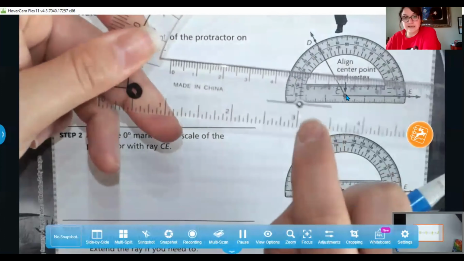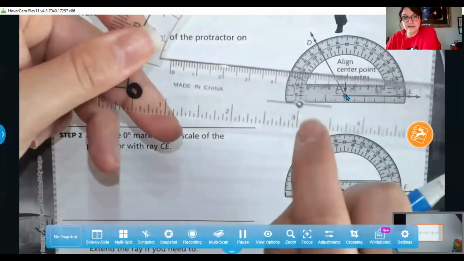0, 10, 20, 30. It lines up and goes through my 30 here, which means this angle's measure is 30 degrees. 30 degrees is not 20 degrees, so it's not going to be A. I know it's not C because C is even bigger than this one. And 30 is too big for 20, but let's check it out just in case.